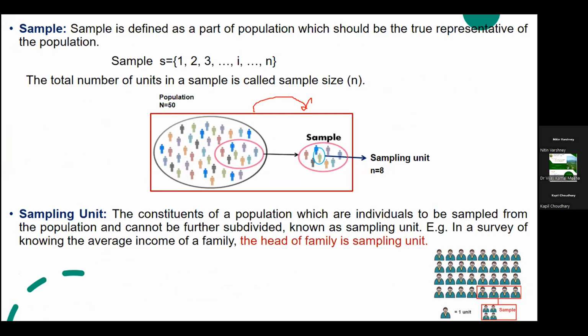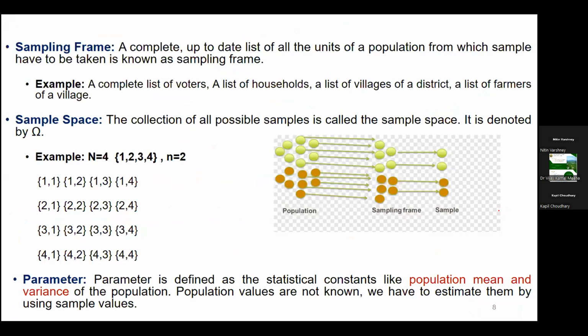For example, you are conducting a household survey, and my survey is on household family income. If I am going to survey family income, I will take the head of the family as the earning member. So that will be my sampling unit, the head of the family, and we will collect the data from the head of the family only, if we want to know the average income of the family.